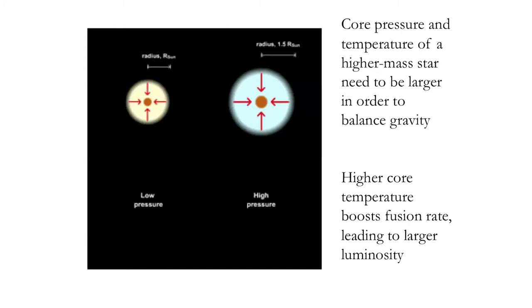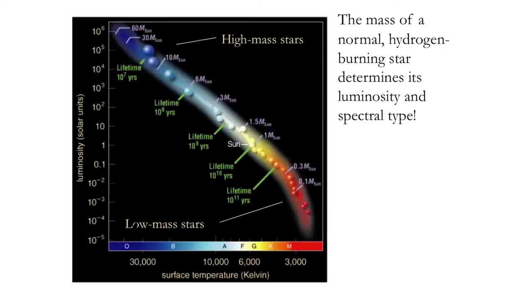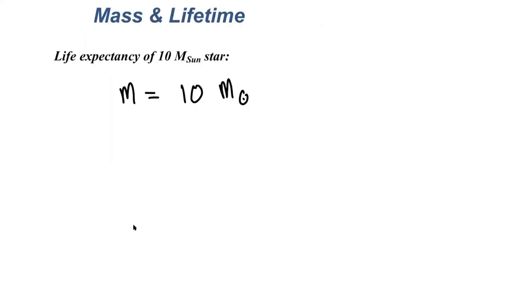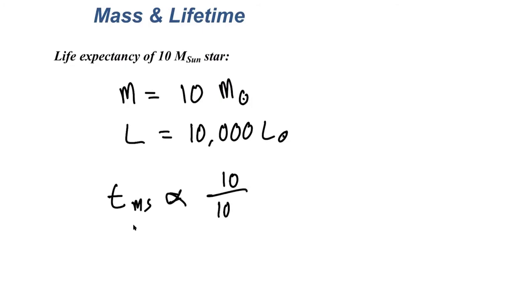Well, we can go back and look, actually. Here is a 10 solar mass star right here. It is 10 to the 4 times more luminous than the sun, 10,000 times more luminous. So its luminosity is 10,000 times bigger than the luminosity of the sun. So the main sequence lifetime, again, in terms of proportionality constants, is 10 divided by 10,000 times the sun.